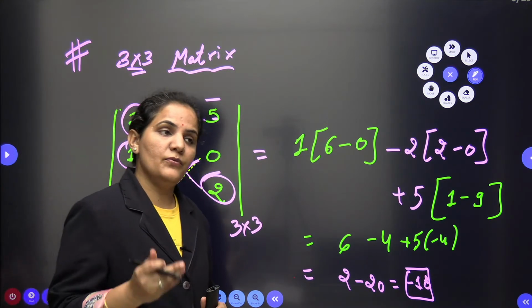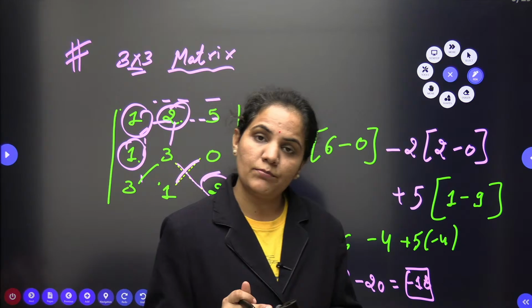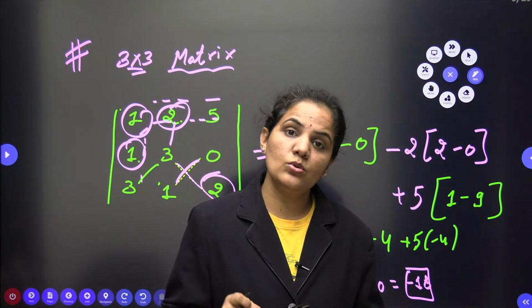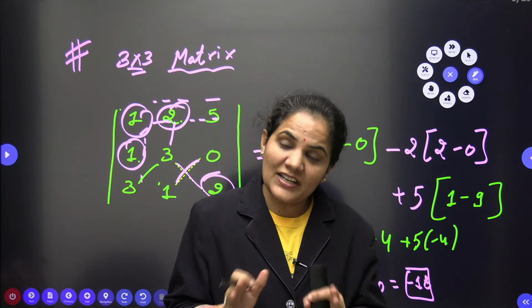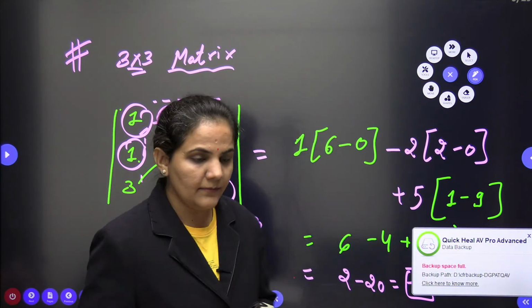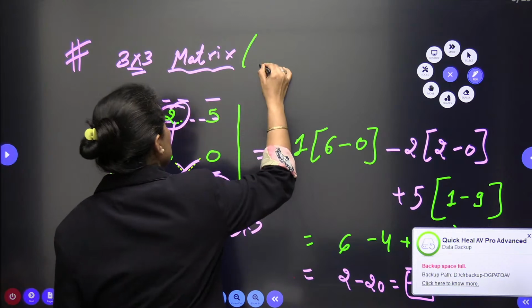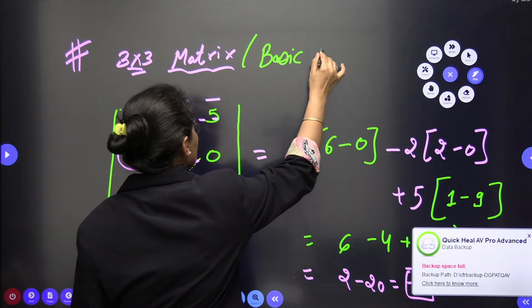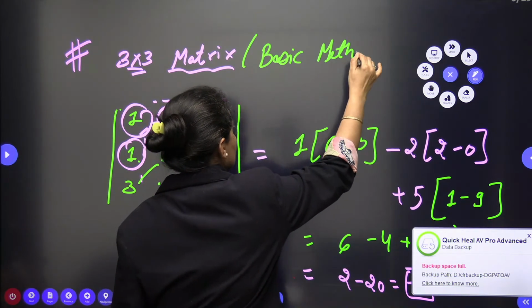Let me tell you about first of all the properties, important properties. Then I will tell you the shortest method, the trick for finding the determinant of a 3 cross 3 matrix also. Okay. So this is the basic method or the simple method which you can see.